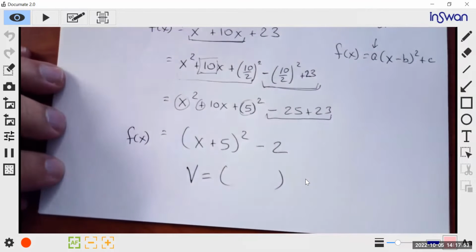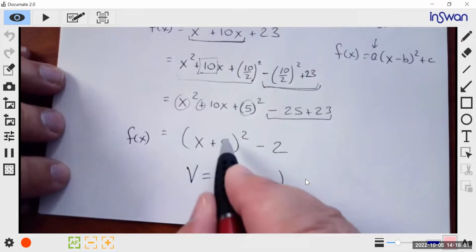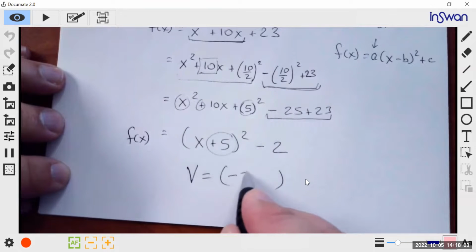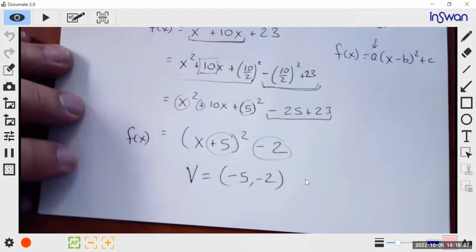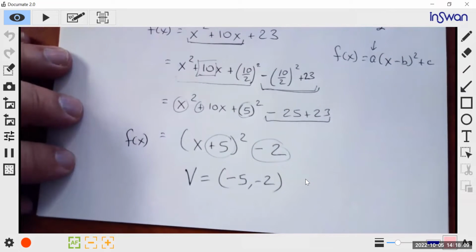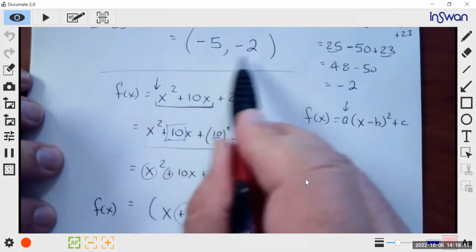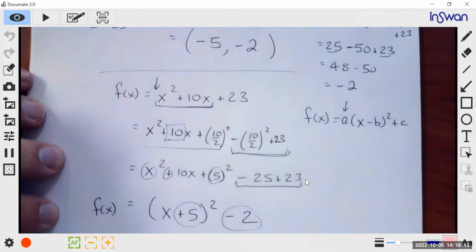So what's the vertex? Yeah, -5, -2. Which is what we found up here, the other way.